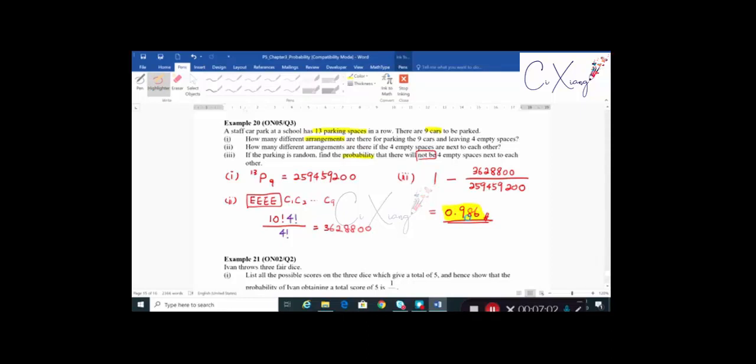Okay, so this is the second question. This is one of the questions that involve the permutation.